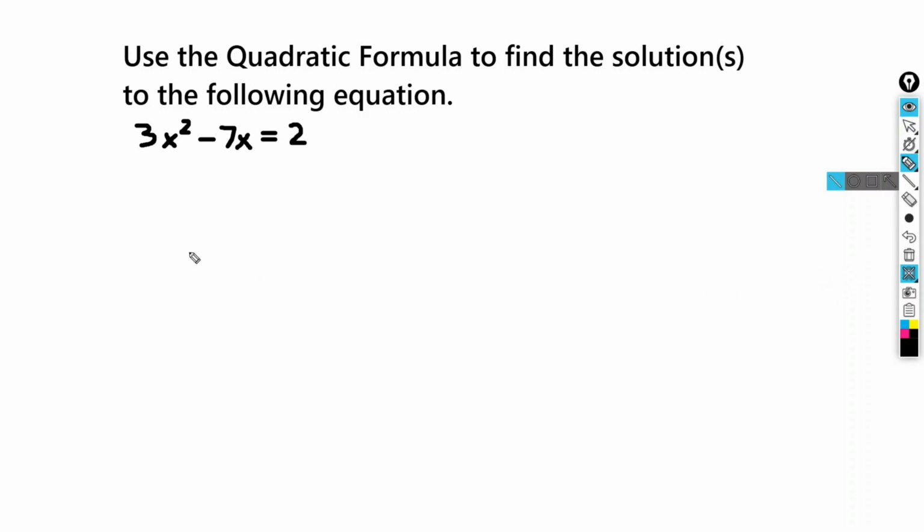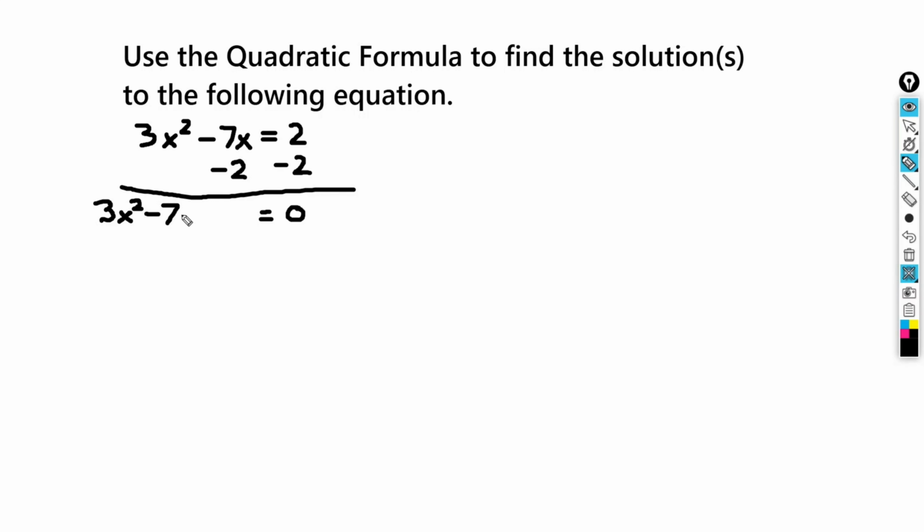Okay, we've got this next example here. It says, use the quadratic formula to find the solution or solutions to the following equation. So our very first step is we have to move that 2 over to the left-hand side so we can get one side equal to 0. So I'm going to subtract 2 from both sides. Okay, so 2 minus 2 is 0. And then we can't subtract 2 from minus 7x or 3x squared. Those are not like terms. So we're going to write this as 3x squared minus 7x minus 2 equals 0.